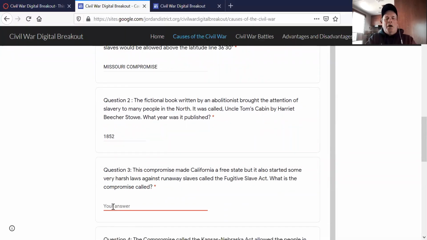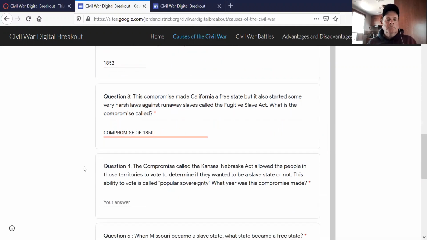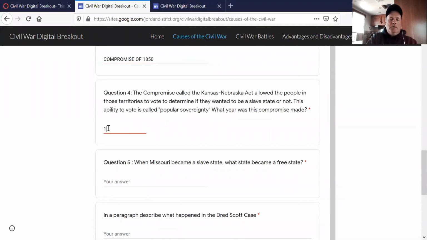And then here we go, another compromise. This is the one that had the Fugitive Slave Act. So if you remember this one, this is the compromise. And again, you're going to have to use all caps. The Kansas-Nebraska Act was 1854. The name of the state: remember in the Missouri Compromise, Missouri became a slave state. What state became a free state? You can look that up and know it's Maine.